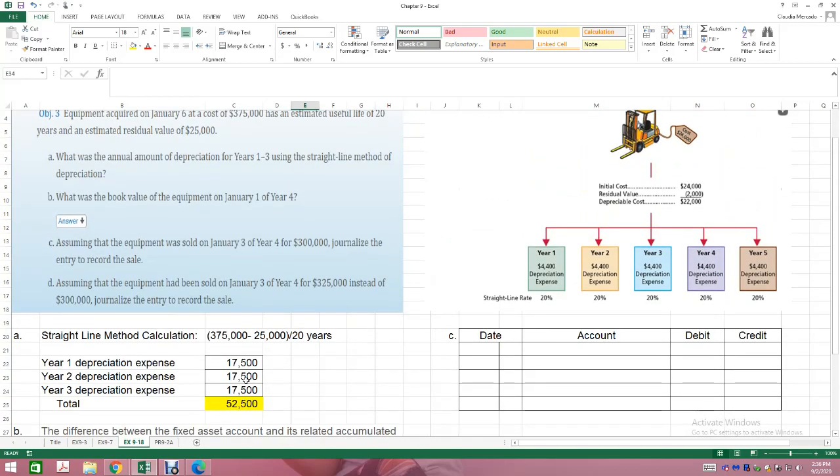Letter C. Assuming that the equipment was sold on January the 3rd of year number 4. So a couple of days after the closing of the year, you sell the equipment for $300,000. They're asking us to journalize the entry to record the sale. So we're getting rid of the asset by selling it for $300,000. Okay, and this is happening on January the 3rd.